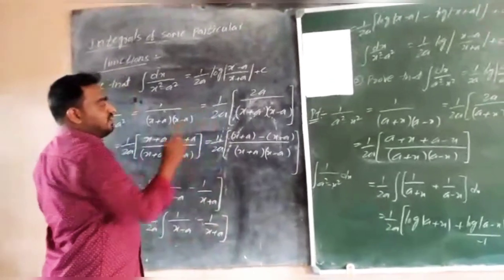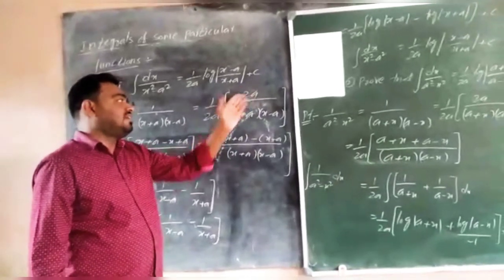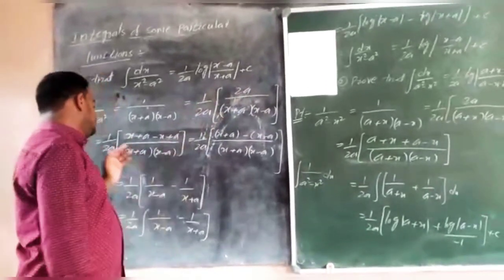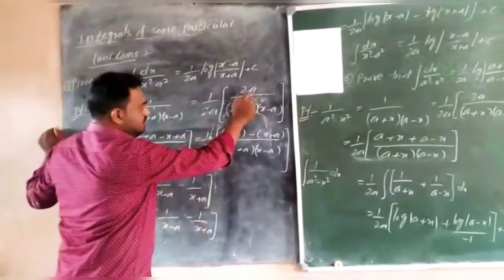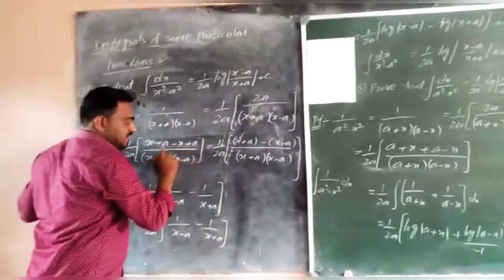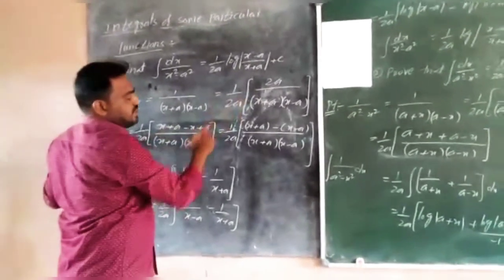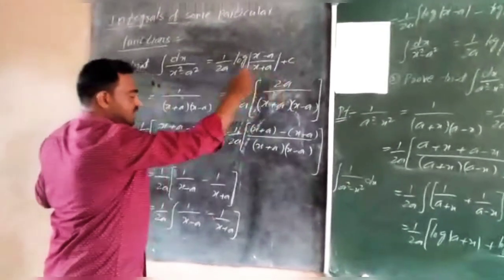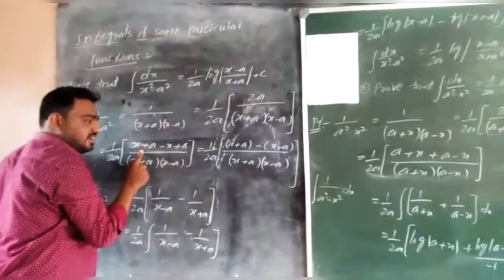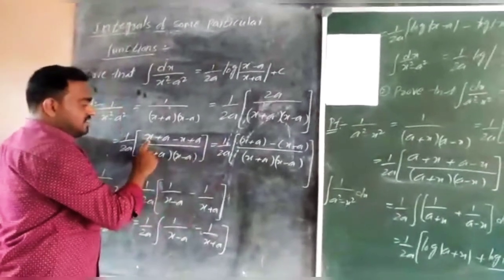Next, what I am writing here? Multiply and divide with 2a. Next, this is equal to 1 by 2a as it is. A is written as 2a, I wrote a plus a. Next, adding and subtracting with x. These two steps are important. What we did here? Multiply and divide with 2a. Here, adding and subtracting with x. Right? This is equal to 1 by 2a, x plus a.